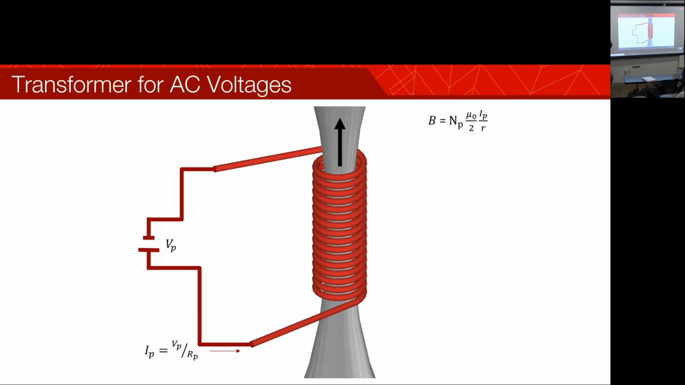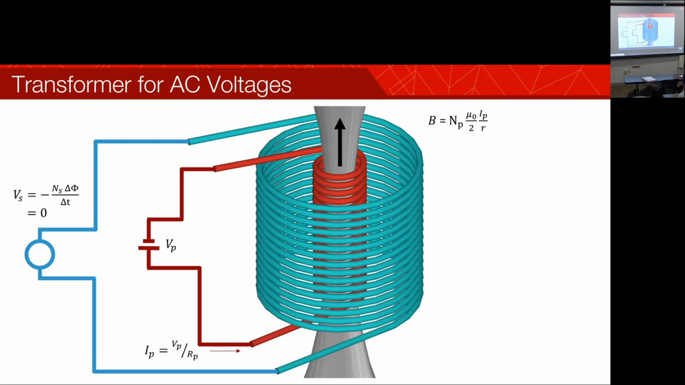Now, current flowing through a coil of wire produces a magnetic field that is equal to the number of turns in that coil, NP. Let's call this the primary coil, so NP, the number of primary coil turns, times mu naught, the current through that coil, divided by the radius of that coil. So this is the same equation we went through last class. It's just the radius, like from here to here. It's not the distance between the wires. It's just the radius of the coil.